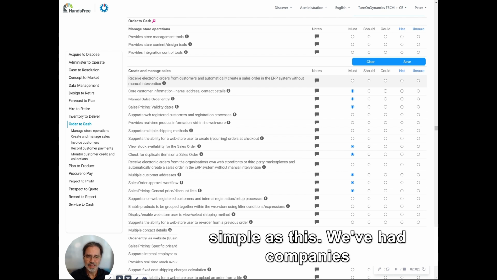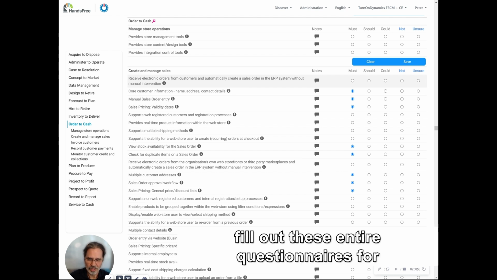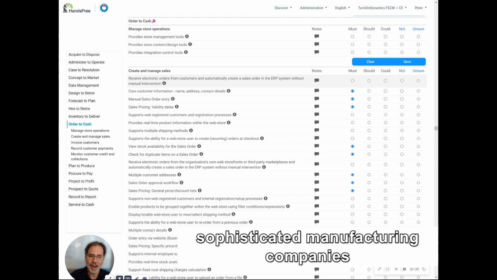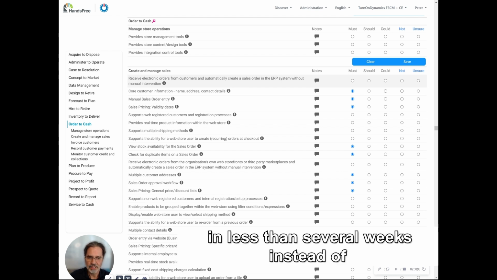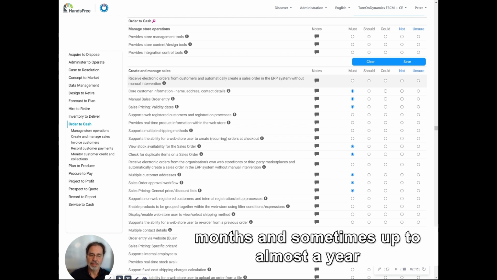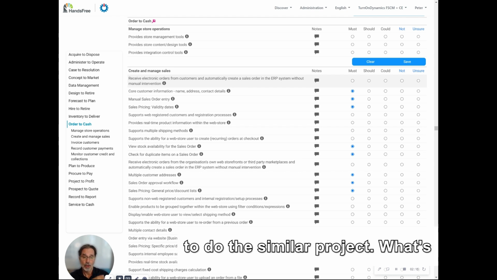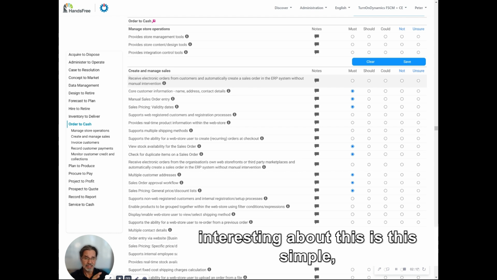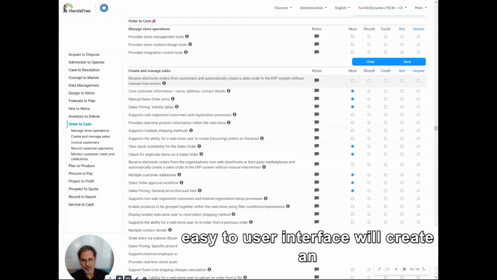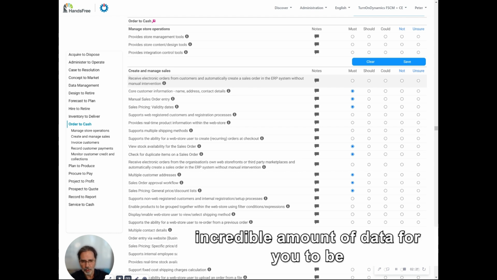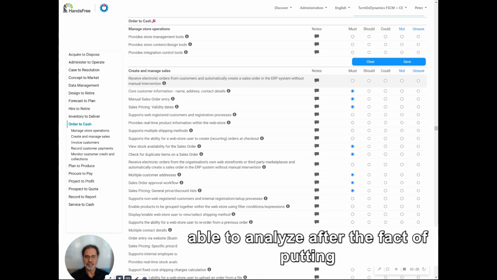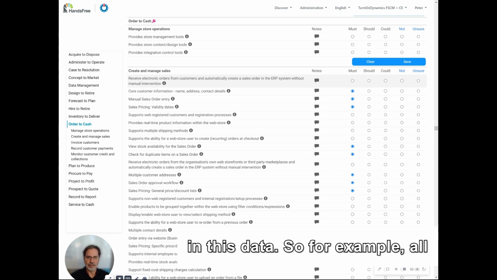We've had companies fill out these entire questionnaires for sophisticated manufacturing companies in several weeks instead of months and sometimes up to almost a year to do a similar project. What's interesting about this is this simple, easy to use interface will create an incredible amount of data for you to be able to analyze after the fact of putting in this data.